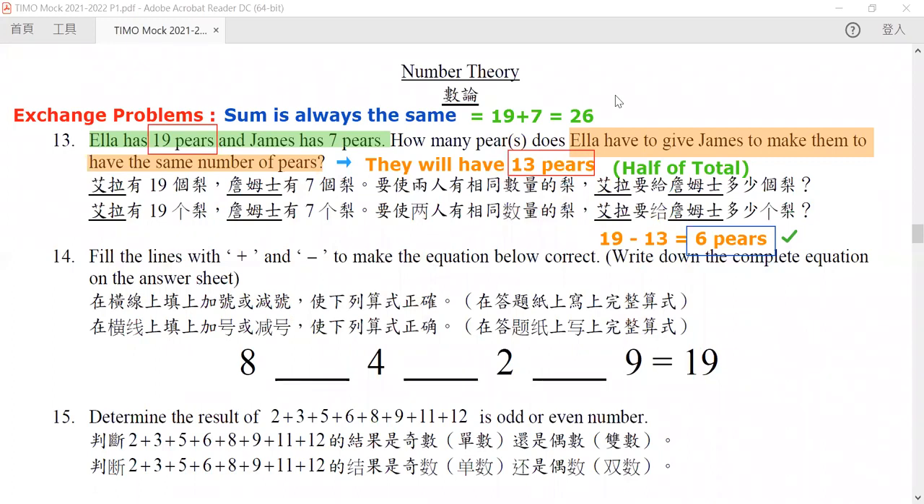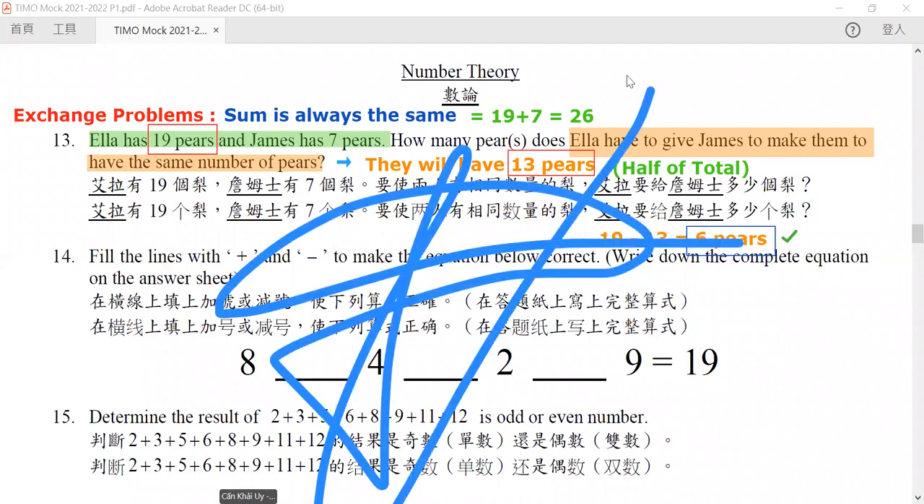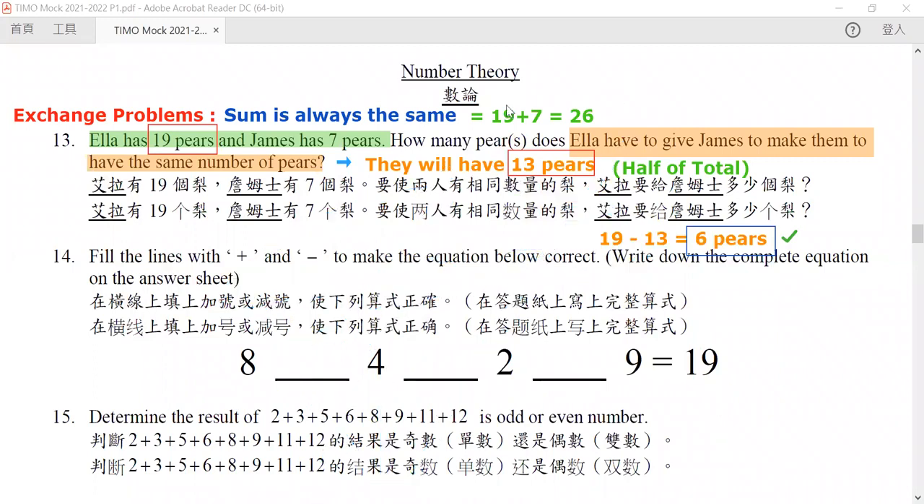So this is our question number 13. Are there any questions? If not, we proceed to question number 14.